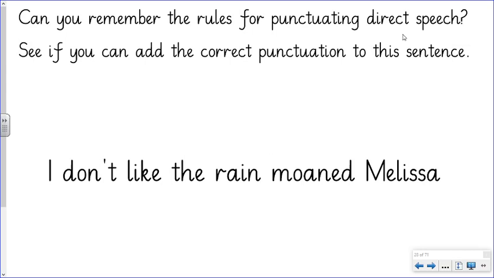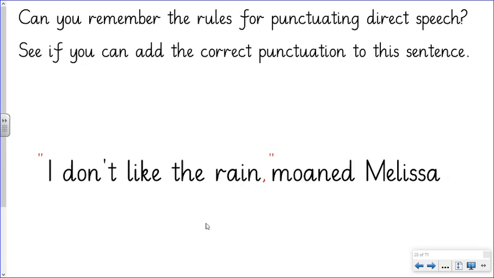Okay, let's see how you did. So the inverted commas need to go around what the speaker is saying. So in this sentence, the words that are being spoken are, "I don't like the rain." So we need to put our inverted commas around this. Okay, so now it's clear to the reader that that is what is being spoken. Now, within this, we also need something else. We also need a comma. Excellent. Now, in this case, it's a comma.